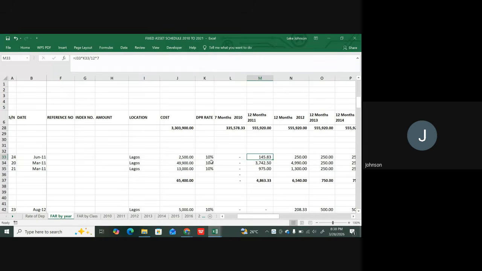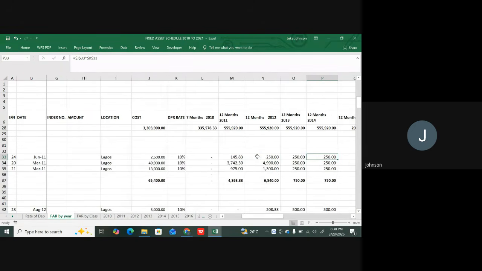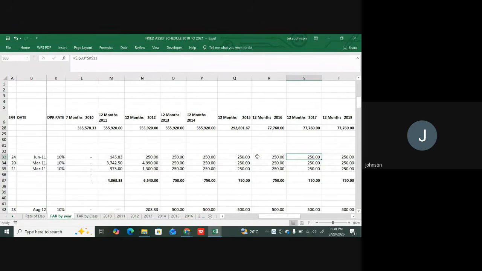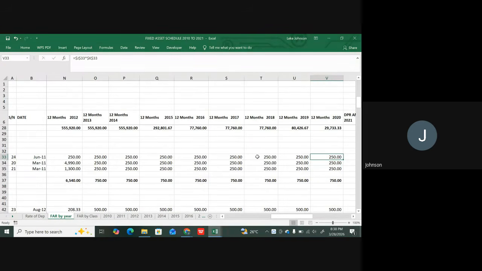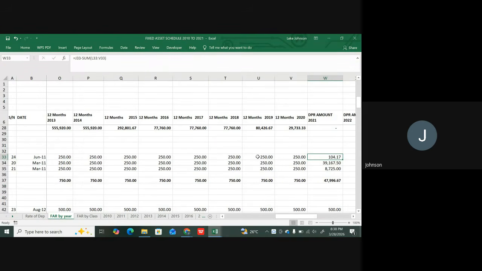And don't forget that this is 10%. It means that this depreciation is supposed to go for only 10 years. So the first year, we did not get the complete amount. We don't get the complete value, right? But we are still going for another 9 years. So this is the first year, the second year, the third year, fourth, fifth, sixth, seventh, eighth, ninth, and then this is the last year, which is the 10th year.